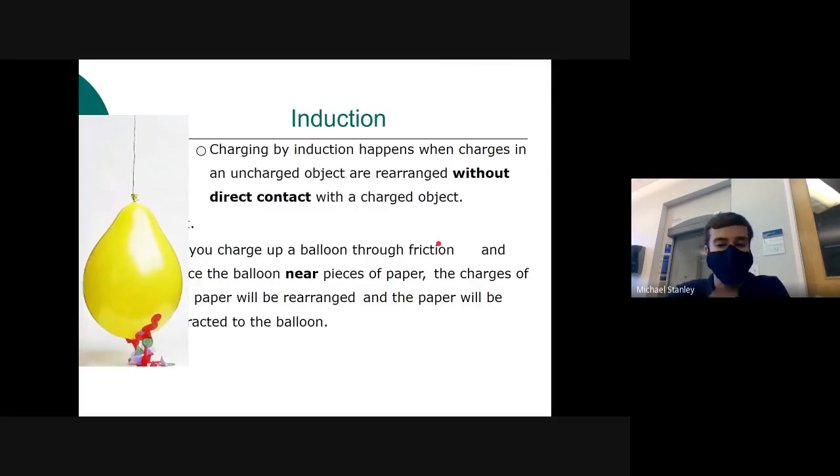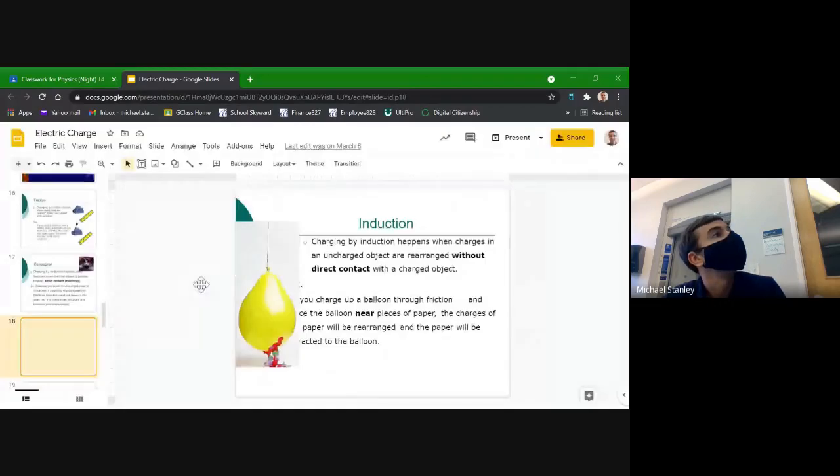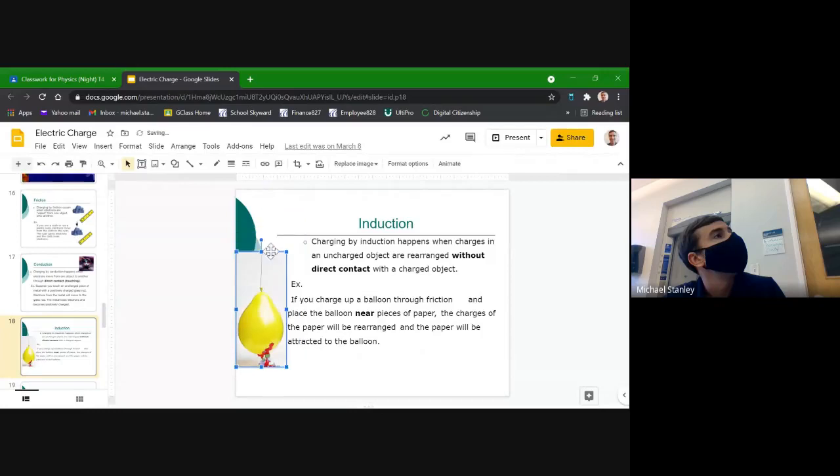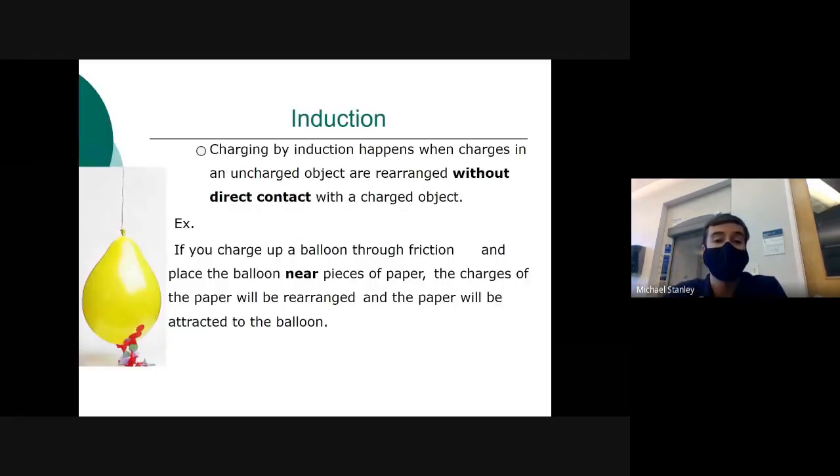And then we also have induction. So induction is what happens when you have a charged and an uncharged object, similar to the conduction earlier, and they move electrons around, but they didn't come in direct contact.